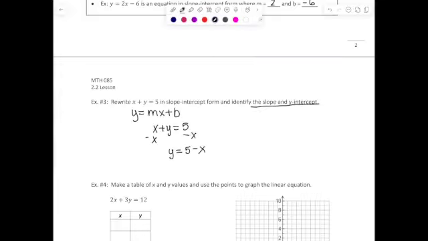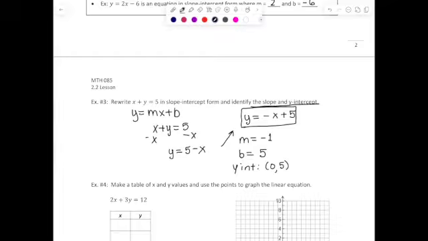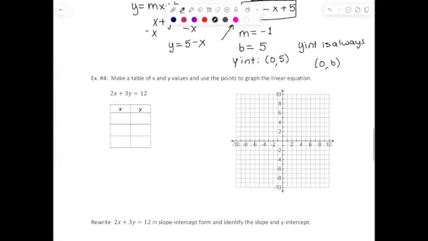Now this is not quite written in the form though. We need the x term first. So y equals -x plus 5. That is slope-intercept form. So if we want to peel off the slope, m equals -1, and b equals 5. Therefore, the y-intercept is going to be 0, 5. You always plug in 0 there, and it's b. So the y-intercept is always 0, b.